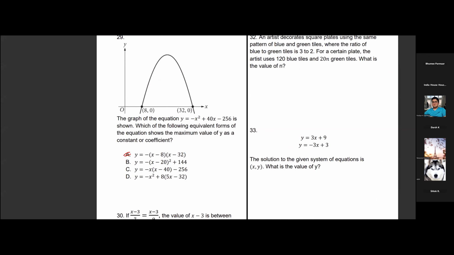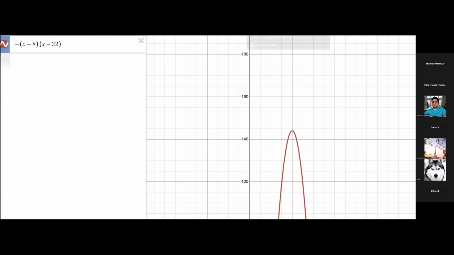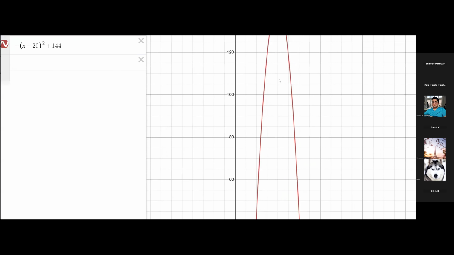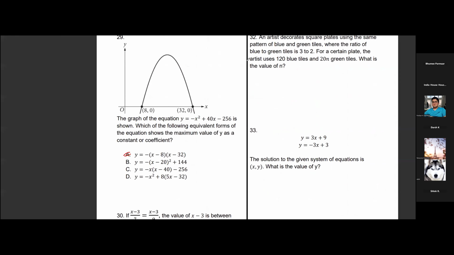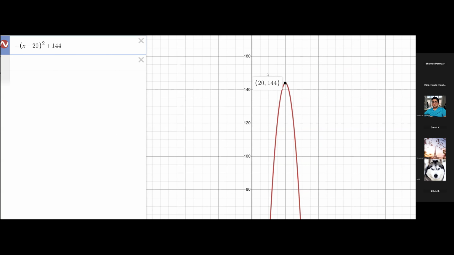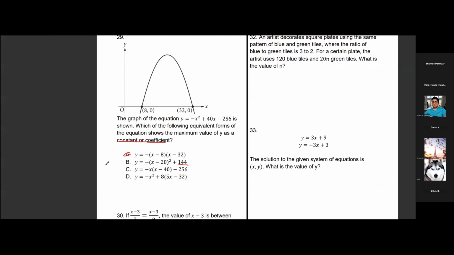Answer choice B would be negative x minus 20 squared plus 144. It says, which of the following gives the maximum value of y as a constant or coefficient? So the maximum value of y is 144. So this gives it as a constant. So the correct answer is answer choice B.